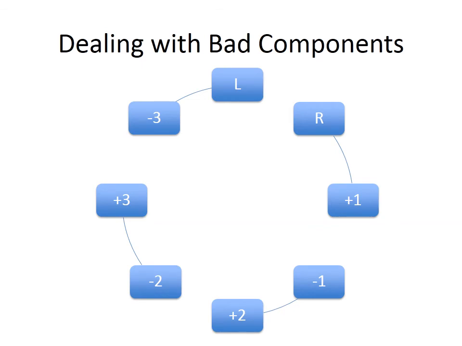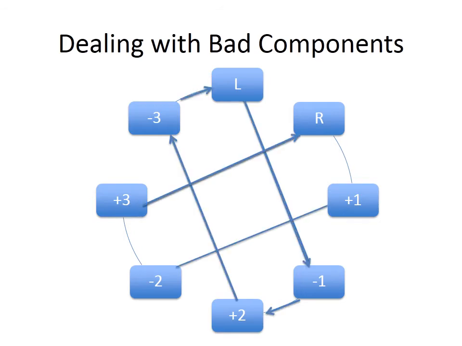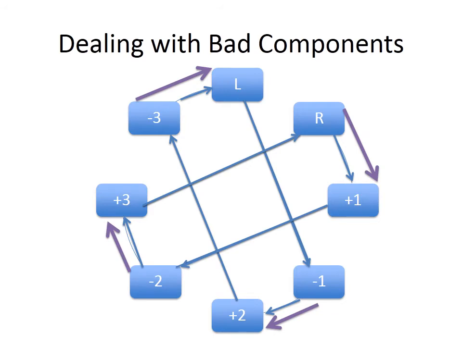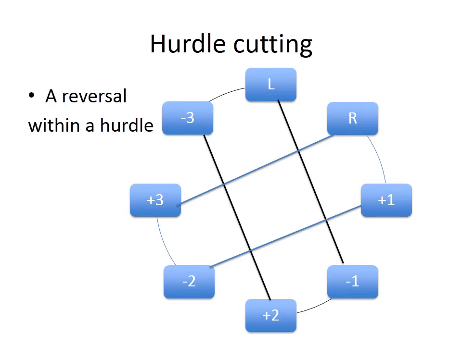So what if we have an odd number of bad components? Well, here we have one component. Is it bad? Yes, it is. So how are we going to deal with it? We are going to do some hurdle cutting, which is a reversal within a hurdle.